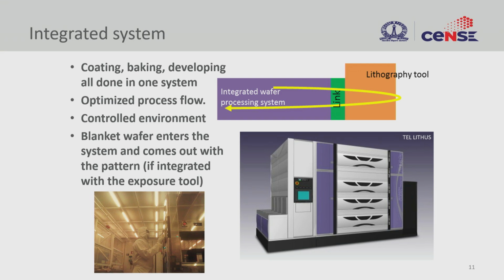And in industry, people use this track system, where the lithography tool is sitting here, but the wafer and resist processing is a separate unit. All these processes are controlled. Your coating, development, baking, everything happens within the system, and this happens in a controlled environment as well. So you control the humidity, the atmosphere, and the pressure, so that your process yield is very high.